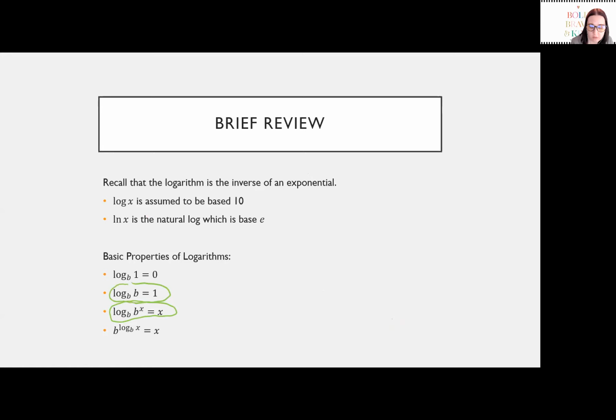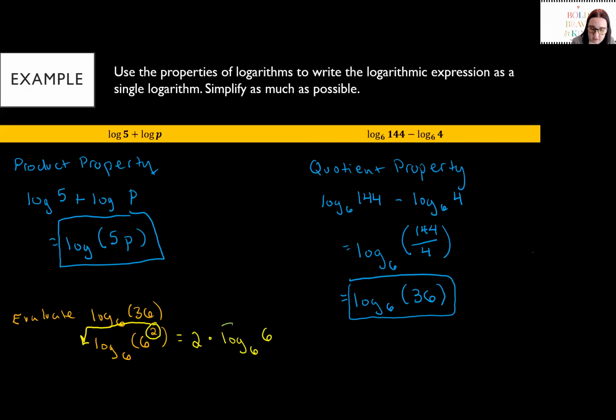So we're going to use this property where if you have your base and then what you're taking the log of are the same thing, it equals 1. So this log base 6 of 6 is equal to 1. So we get 2 times 1, and this actually comes out to the number 2.